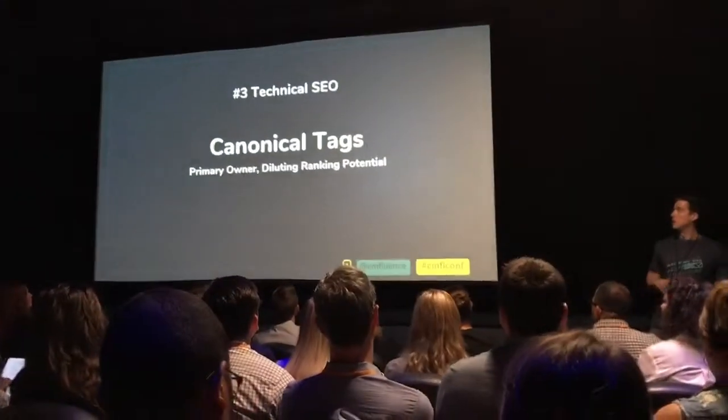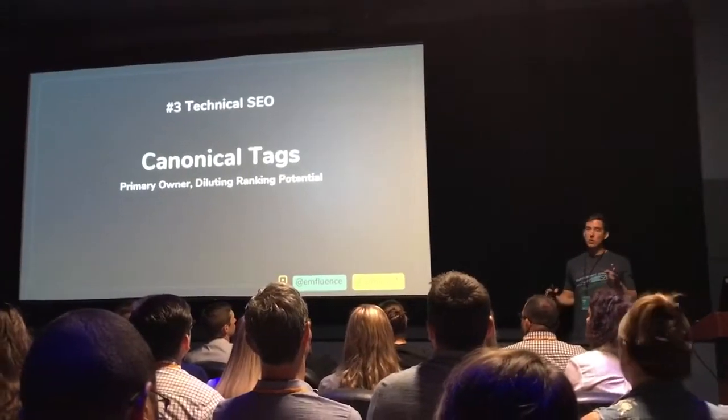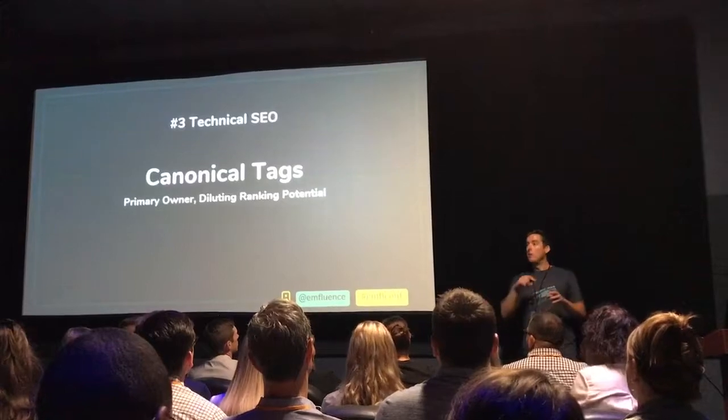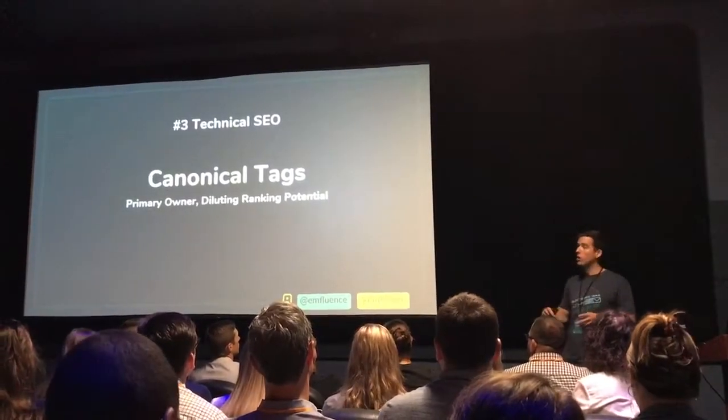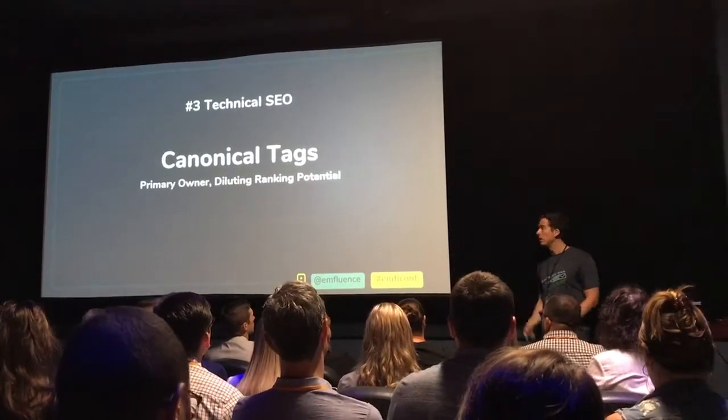Canonical tags. Kind of similar to 301 redirects, but it keeps the old page live. So if there's ever a reason you want duplicate content truly existing at two different locations, make sure there's a canonical tag in place pointing to one location, so you're not diluting your ranking potential among two different locations.